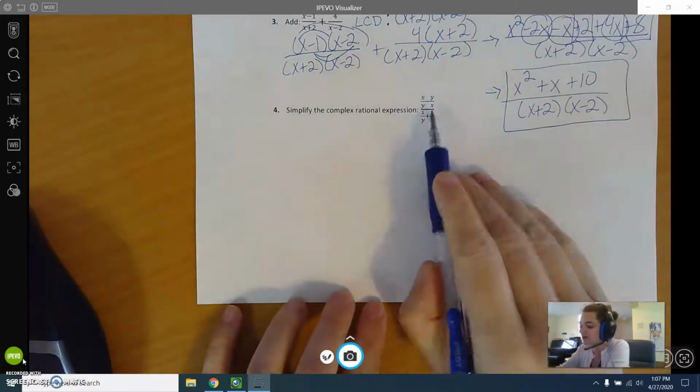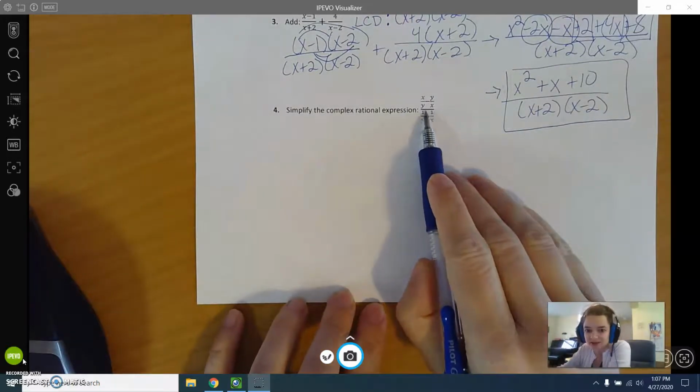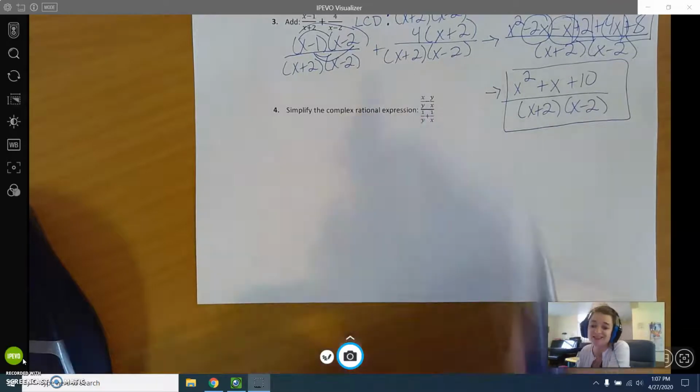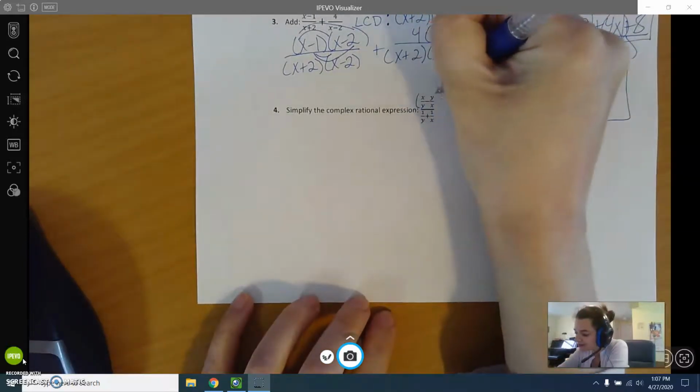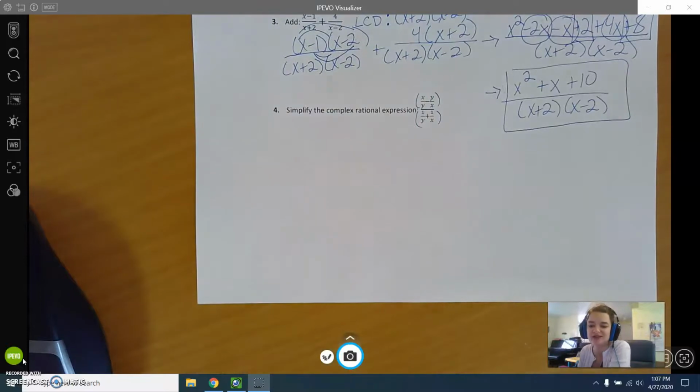And so this big line, this thick one in the middle, that's division. And it means that the entire numerator is divided by the entire denominator. There's basically assumed parentheses in the numerator and denominator.